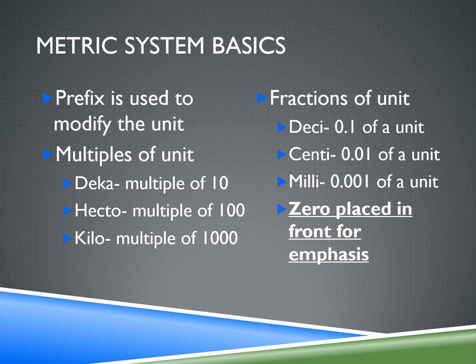We can modify the unit using a prefix that tells us whether it is a multiple or a fraction. Now, in all honesty, we don't use deca and hecto very often, but they are 10 times the unit, 100 times the unit. But now kilo, we do use that one, especially when we're talking about grams, because we use kilograms quite often. But kilo is 1,000 of whatever that unit is. So if it's kilometers, it's 1,000 meters. That's 1 kilometer. If it's grams, 1,000 grams equals a kilogram. But then there's also fractions of the unit.